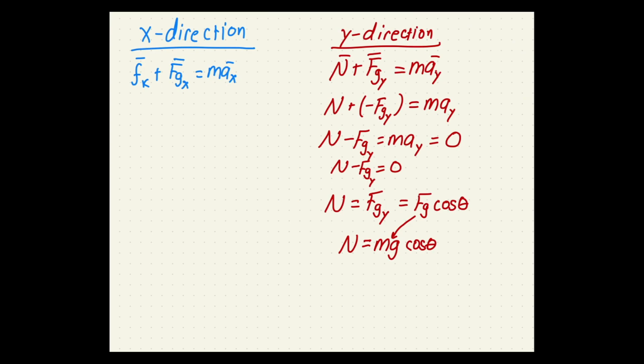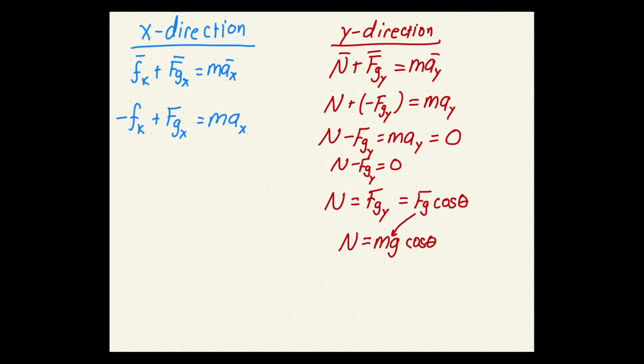Okay, back to our x direction stuff. We have a vector Fk. It's pointed in the negative x direction, so I'll give it a negative sign and pull out that directional quantity. And so we have negative Fk plus Fgx, which is pointed in the positive x direction, so we'll just call it Fgx, and that will be equal to m a sub x. This is not going to be 0 because it starts from 0 velocity, accelerates down the incline and reaches some final velocity when it hits the bottom.